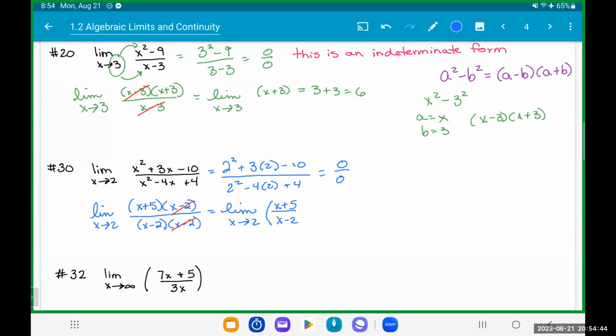So we can simplify that. So that's going to give me 2 plus 5 over 2 minus 2. So that is 7 over 0. You can see here now that that is undefined, right? Since that is undefined and we can't simplify that term anymore, we would say that the limit does not exist. Questions?